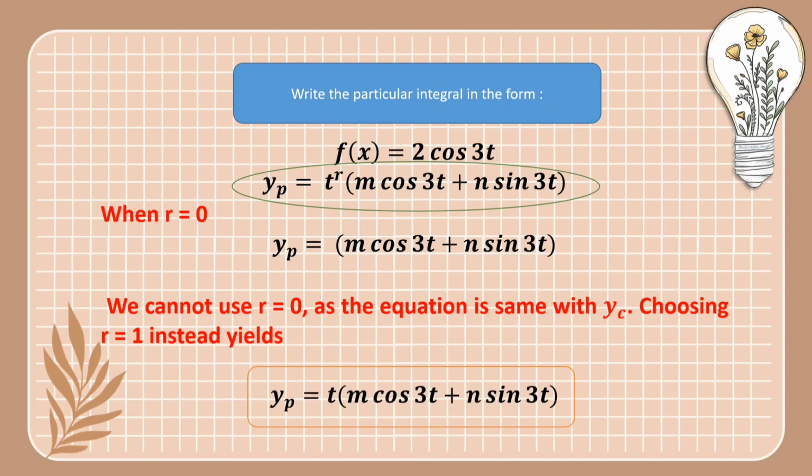Given that f(x) equal to 2 cos 3t, the particular integral is in the form of yp equal to t^r (m cos 3t plus n sin 3t). Choosing r equal to 0, we got yp equal to (m cos 3t plus n sin 3t). The terms m cos 3t and n sin 3t in yp correspond to a cos 3t and b sin 3t in yc, so the choice is inappropriate. Choosing r equal to 1 instead, we got yp equal to t (m cos 3t plus n sin 3t). This time, none of the terms in yp corresponds to a term in yc.